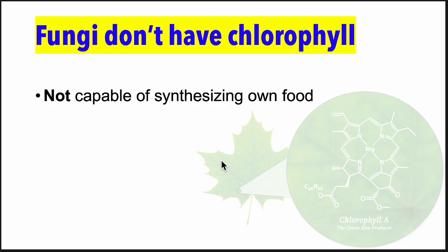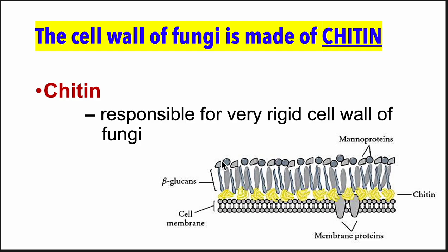Another differentiating point between fungi, animals, and plants is the storage of their food. Fungi store their food as glycogen, like animals, whereas plants store their food as starch. Another thing, the cell wall of the fungi is made of chitin. This chitin is responsible for the very rigid cell wall of the fungi, so it gives shape to the fungi.